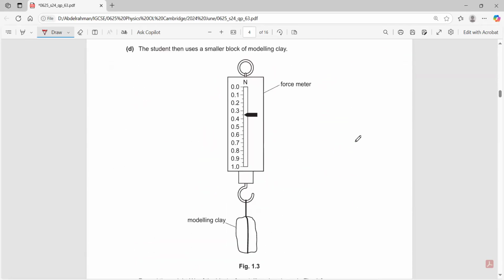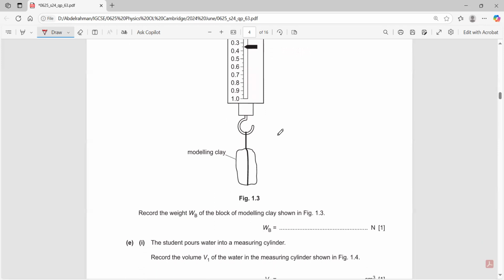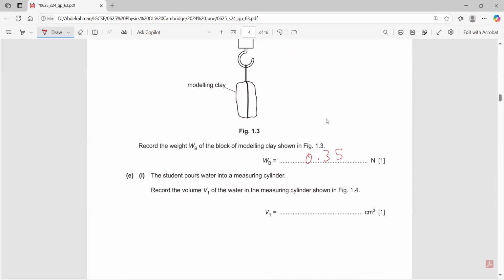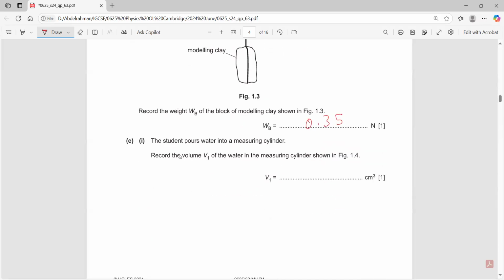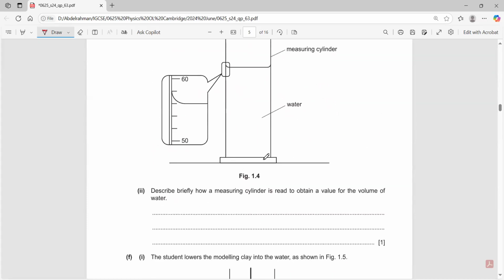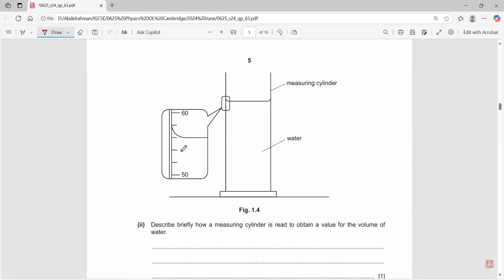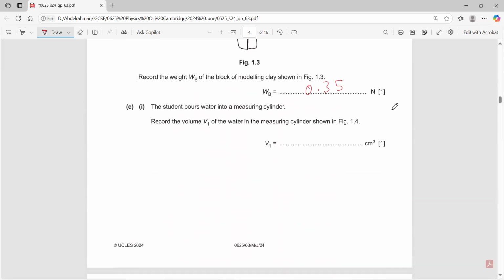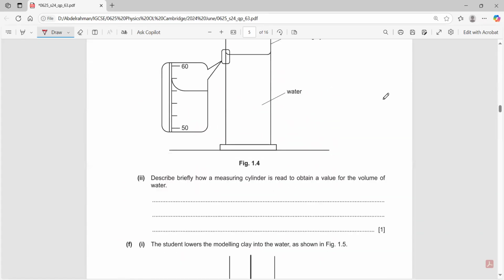In method 2, he uses a smaller block of modeling clay. He finds the weight using this force meter. The weight from this force meter is 0.35 newtons. The student pours some water into a measuring cylinder. Record the volume V1 from figure 1.4. So from figure 1.4, the volume is 56 centimeters cubed.